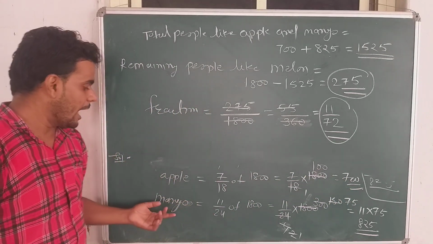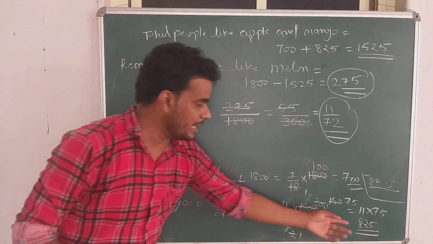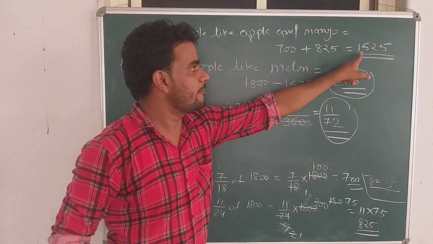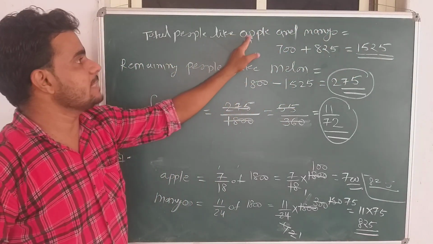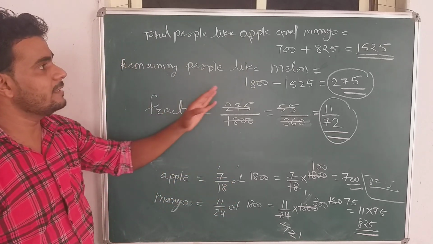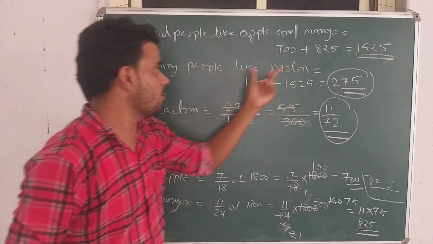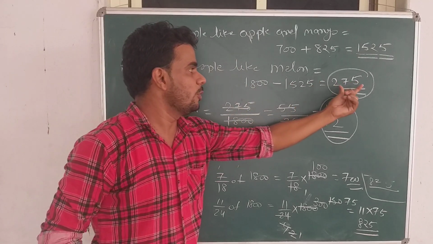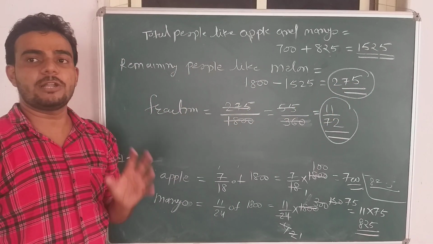Afterwards we will find out how many people like mangoes. The mango 825, and then after we will add both of these. Then 1,525 people like mangoes and apple both. Then the remaining people. Now we have to find out the remaining people. So we will subtract the 1,525 from the total people's 1,800 minus 1,525. So 275 people like watermelon.